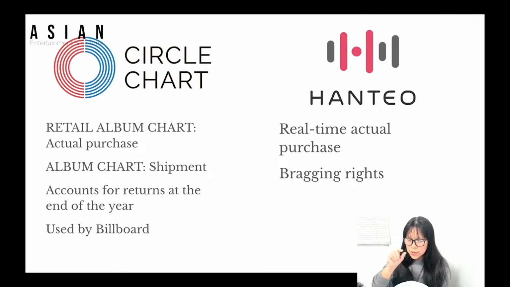The retail album chart is the actual purchase of a customer. So there are QR codes or barcodes or whatever in a product. So when that is scanned, that data gets sent to Circle Chart, and that's what they count. So they know that, okay, you actually purchased the album, you didn't just ship the album. Okay, that's the difference. So retail album chart is the actual purchase, and album chart is shipment. Now Hanteo claims that they only count real time actual purchase. So whenever a product is scanned for sale, that's when they count it. But you're going to be very, very surprised by the difference in their numbers.